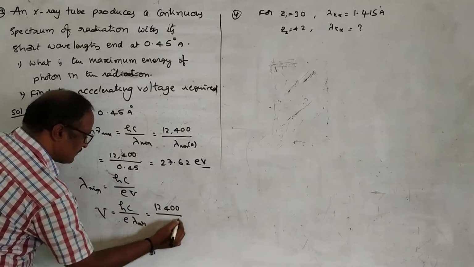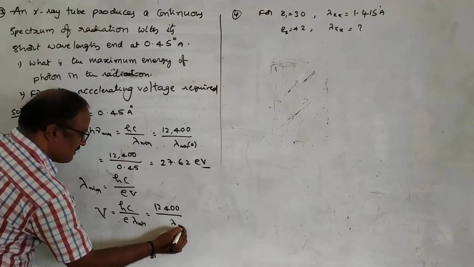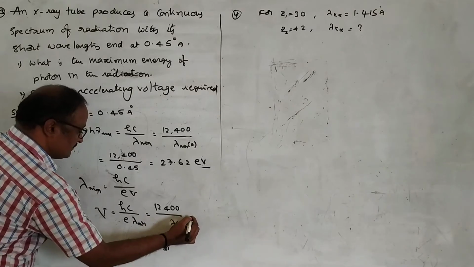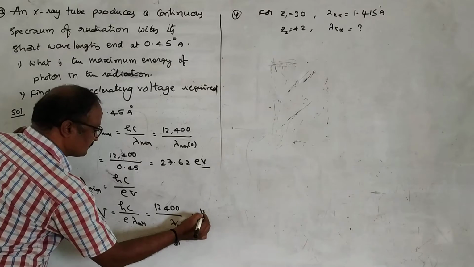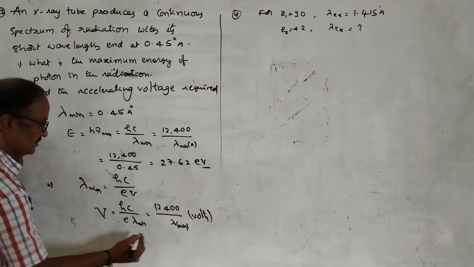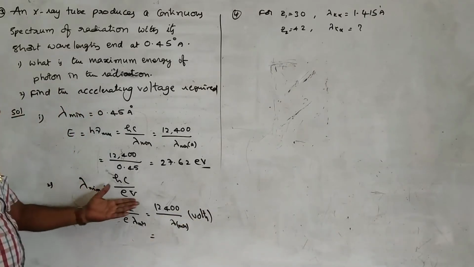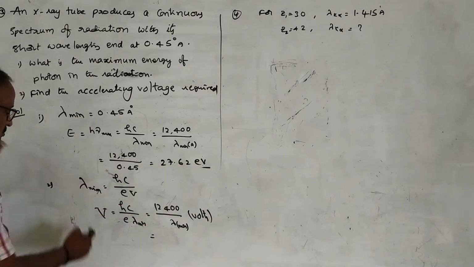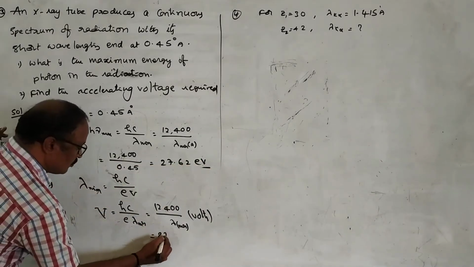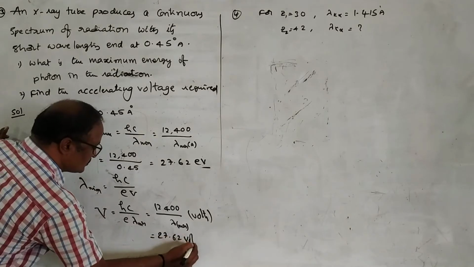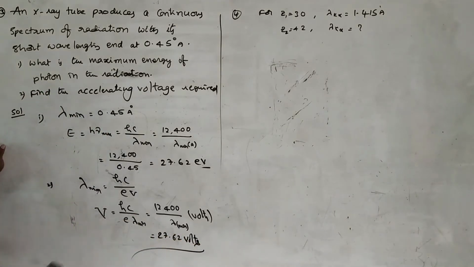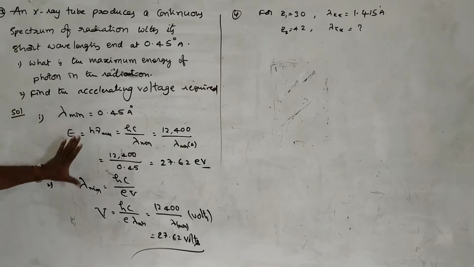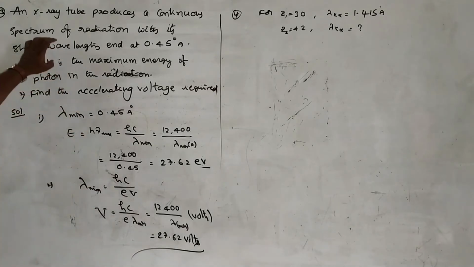This is equivalent to simply 12,400 by lambda minimum, which is in volts. That is equal to 27.62 electron volts, but the potential is only 27.62 volts. This is the formula for accelerating potential required, right?